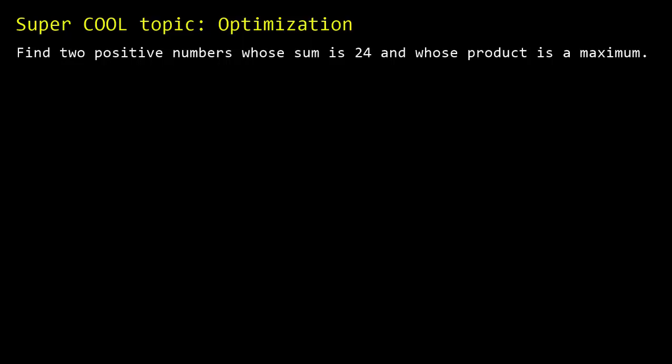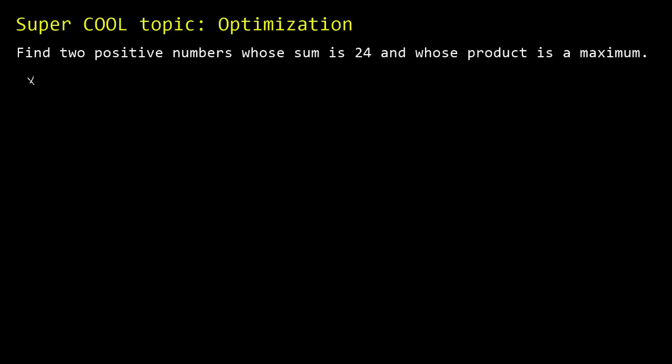Here's an example of the topic of optimization, and this is the setting. Find two positive numbers whose sum is 24 and whose product is a maximum. So let's figure out the information we got. We got two numbers. I'm going to call the two numbers x and y.